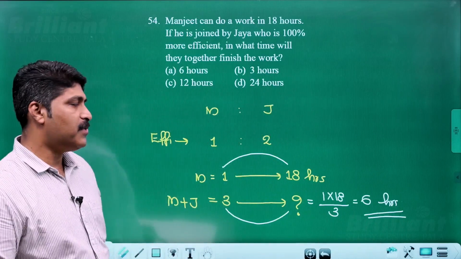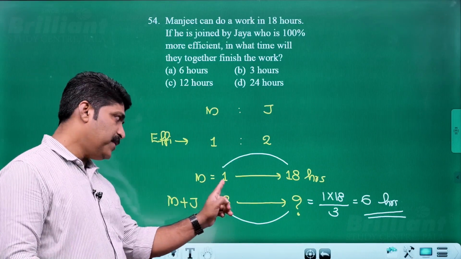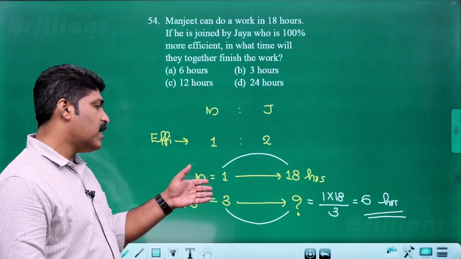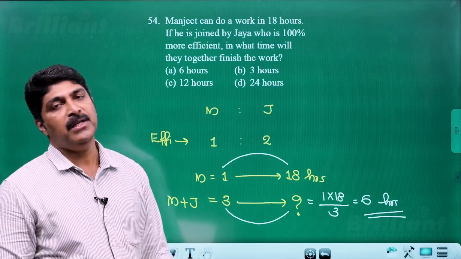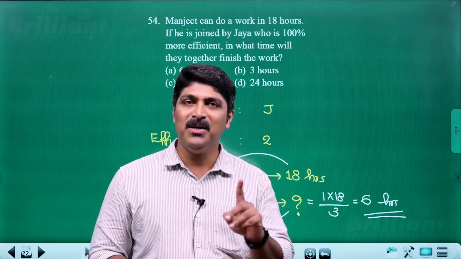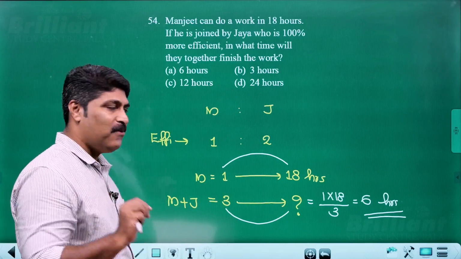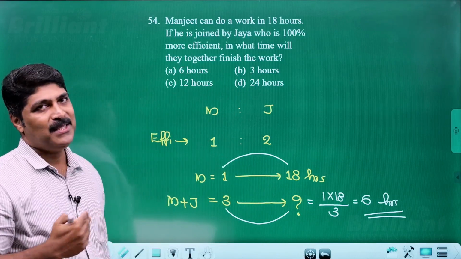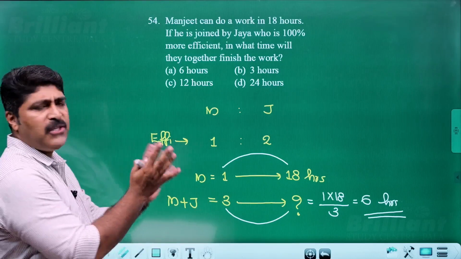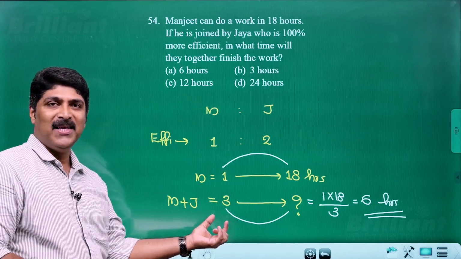So understand that application style. Here we first found the ratio of their efficiencies. So Manjit's efficiency is 1. How can we connect it to the practical situation? What does this 1 represent? Manjit can finish 1 unit of work per hour. Here the time is hours. That's why 1 unit of work per hour. Similarly, Jaya can finish 2 units of work per hour because it is given that Jaya's efficiency is twice that of Manjit. 100% more means twice. So therefore, Manjit and Jaya working together can finish 1 plus 2, 3 units of work per hour.